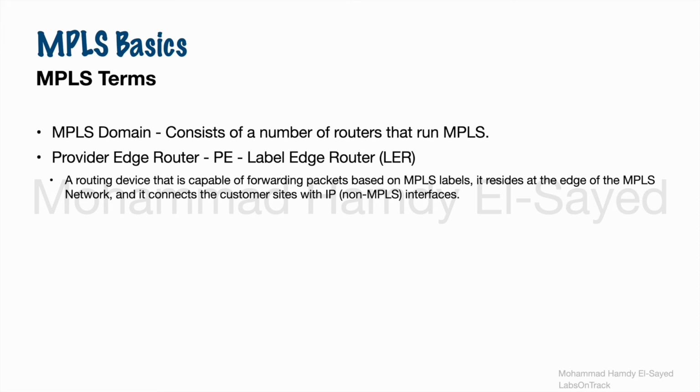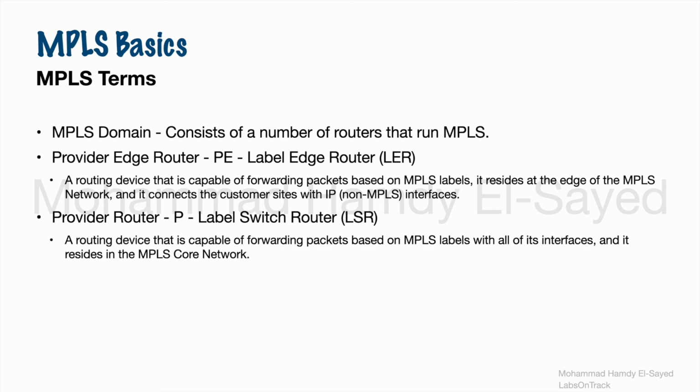The provider edge router resides at the edge of the MPLS network, and it connects the customer sites with IP non-MPLS interfaces. We don't have any MPLS between the provider edge and the customer site. The provider router, or the P router, is known as the label switch router, or LSR. The provider router is a routing device that is capable of forwarding packets based on MPLS labels. All of its interfaces are MPLS enabled, and it resides in the MPLS core network.